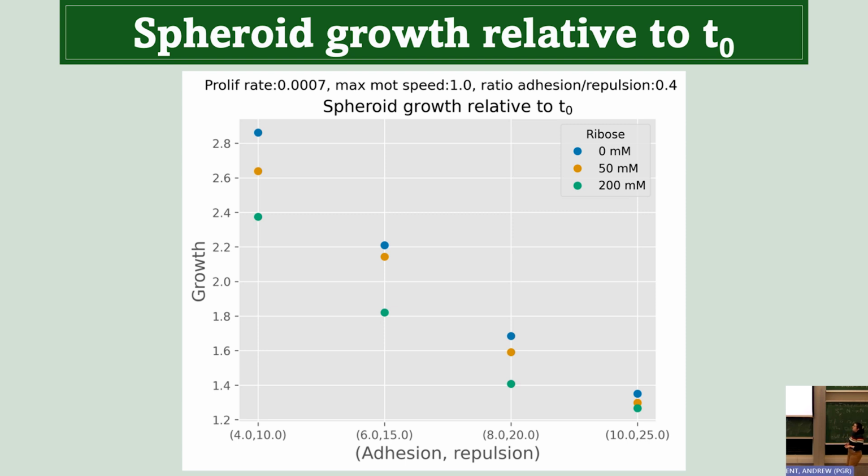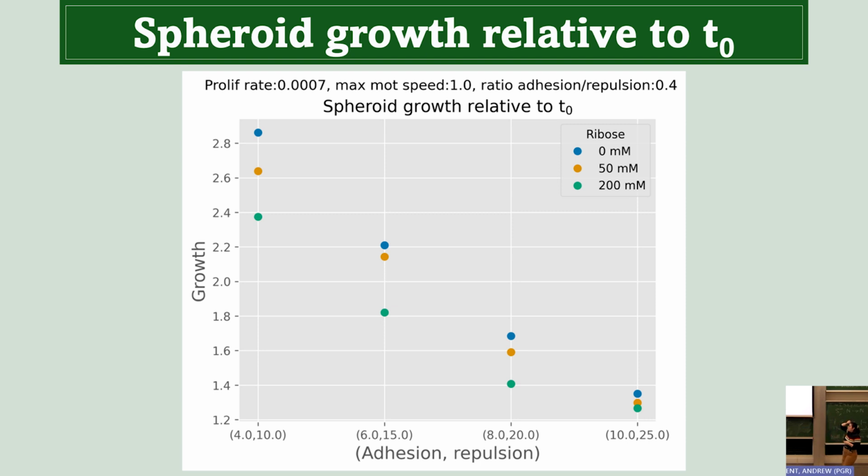So the first cool thing that I found was by changing adhesion and repulsion. On the x-axis, we have adhesion and repulsion coupled together, and we see how much the spheroid grows, as I was saying before. And here in particular, you can notice that the ratio between adhesion and repulsion is always the same, of 0.4.